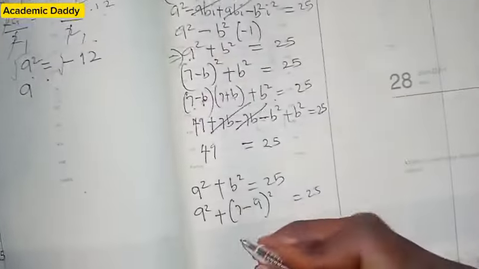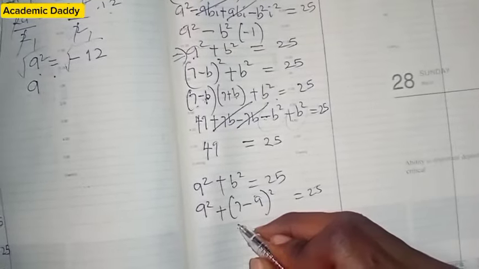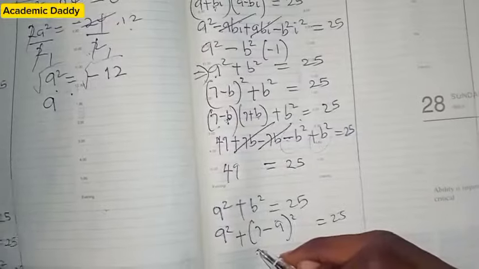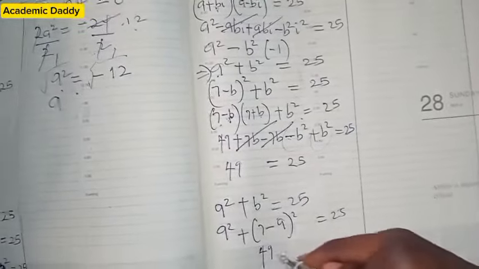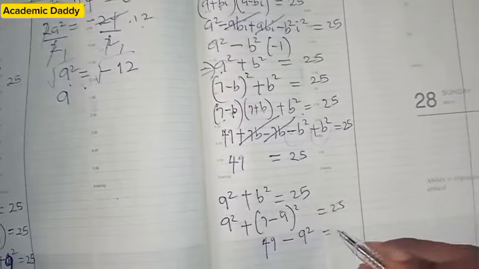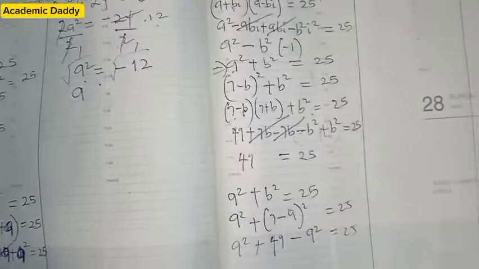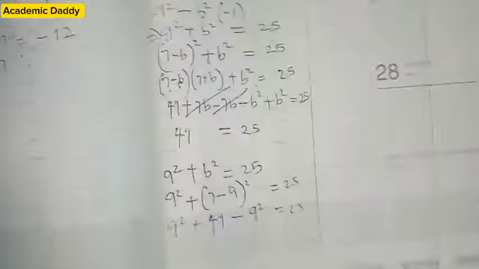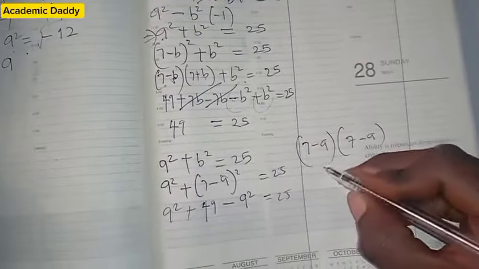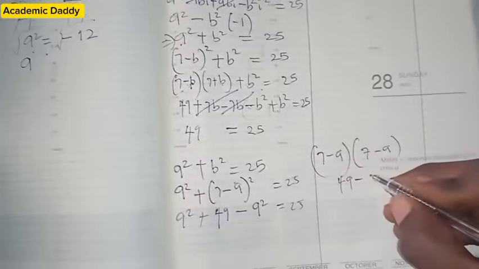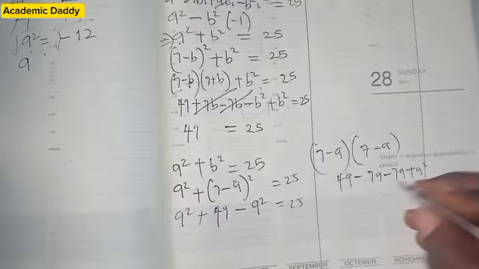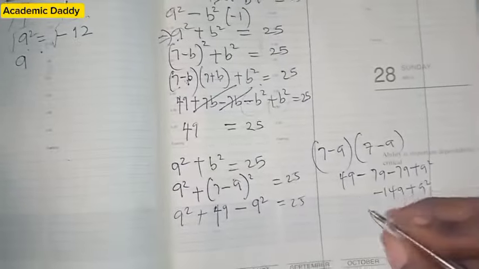So if you do it, I will now have 49, I'll still have 7 times 7, minus a squared equals 25 plus a squared. So what is happening? Okay, let me FOIL it this way. 7 minus a. This will be 7 times 7, 49. 7 times minus a, minus 7a. Minus a times 7, minus 7a, plus a squared, is going to give me 49 minus 14a plus a squared.